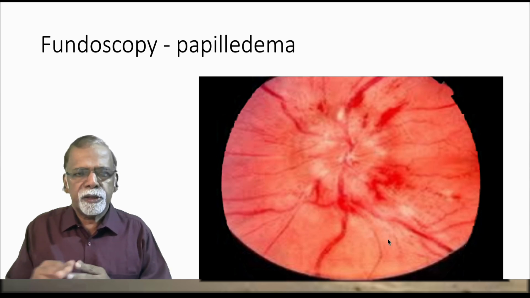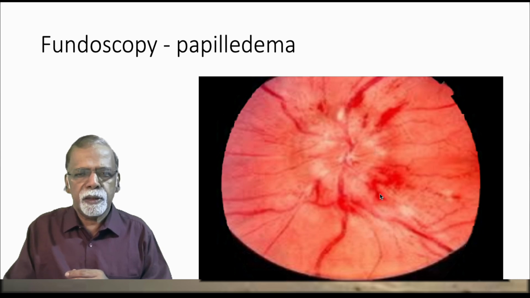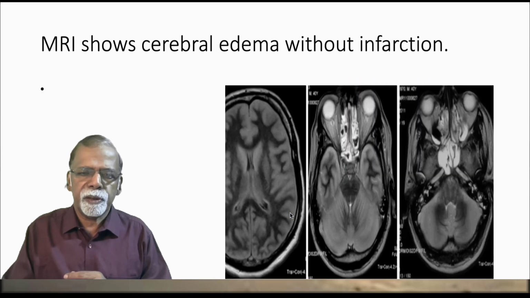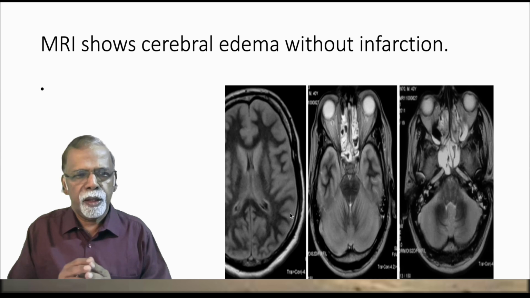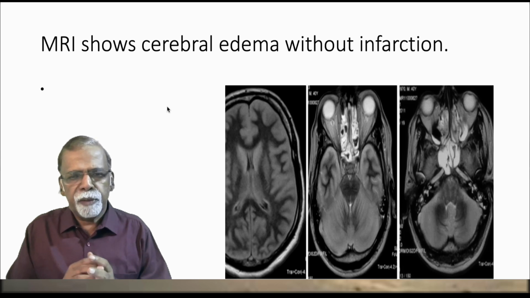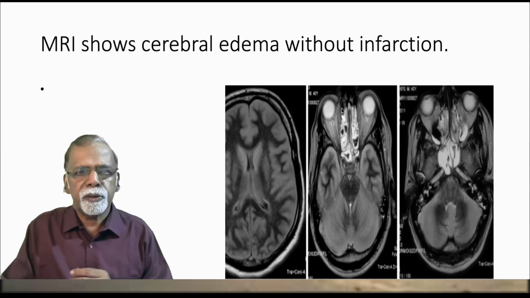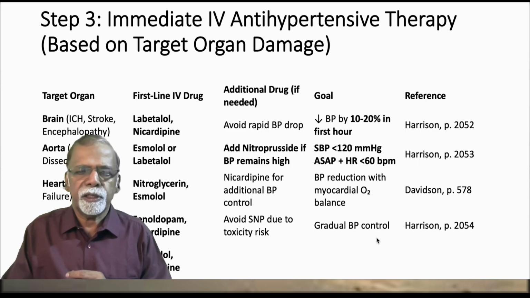So as mentioned, the fundus here shows papilledema, with blurred disc margins. So this is the test. This patient will be having malignant hypertension. An MRI or a CT imaging: the MRI here shows cerebral edema without any infarction in the FLAIR images.